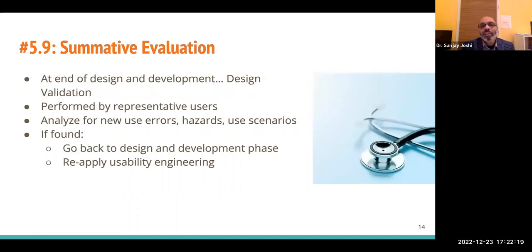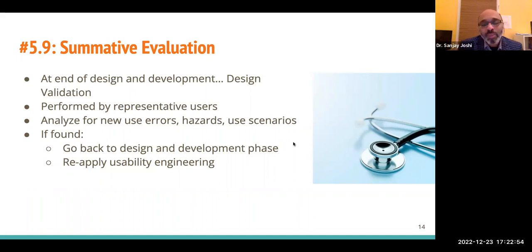The second part is the summative evaluation, and this happens at the end of design and development. So typically we call it design validation. Design verification is making sure that what you created meets the specification, meets the requirement. Validation is, did you create the right thing? And if you have done the formative evaluation, the iterative process, you will not be surprised at the end. Believe me, you will be, because there will be some users who say, oh yeah, but now I can think of this different use case and there is a problem.